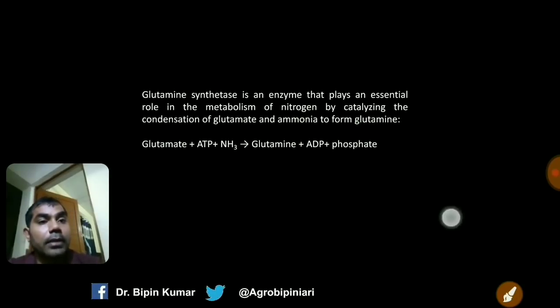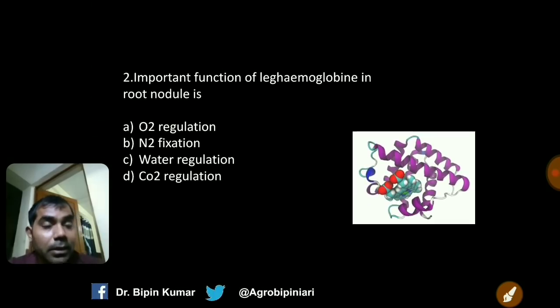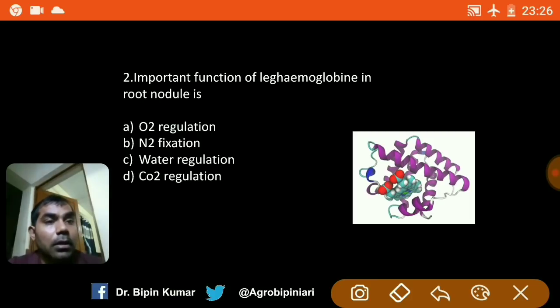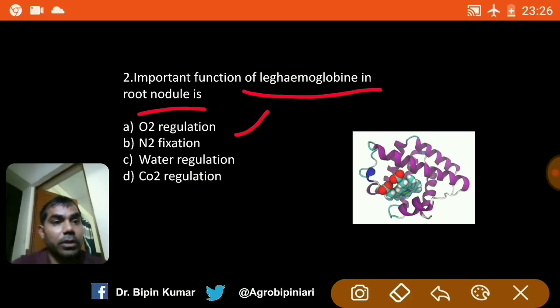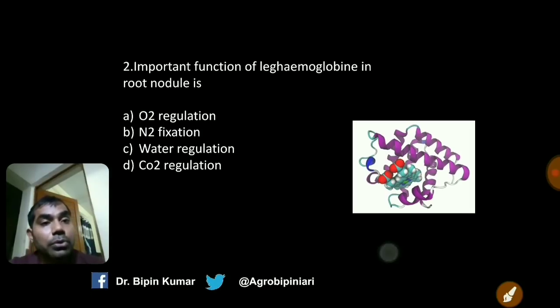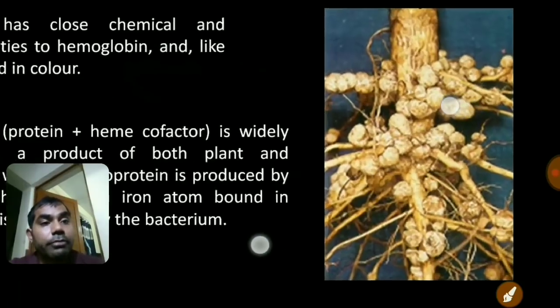Let's move to another question. Another question is: the important function of leghemoglobin in root nodule is. So here our answer will be oxygen regulation. As we know, oxygen regulation in leguminous plants is very important for the active functioning of our nodule.